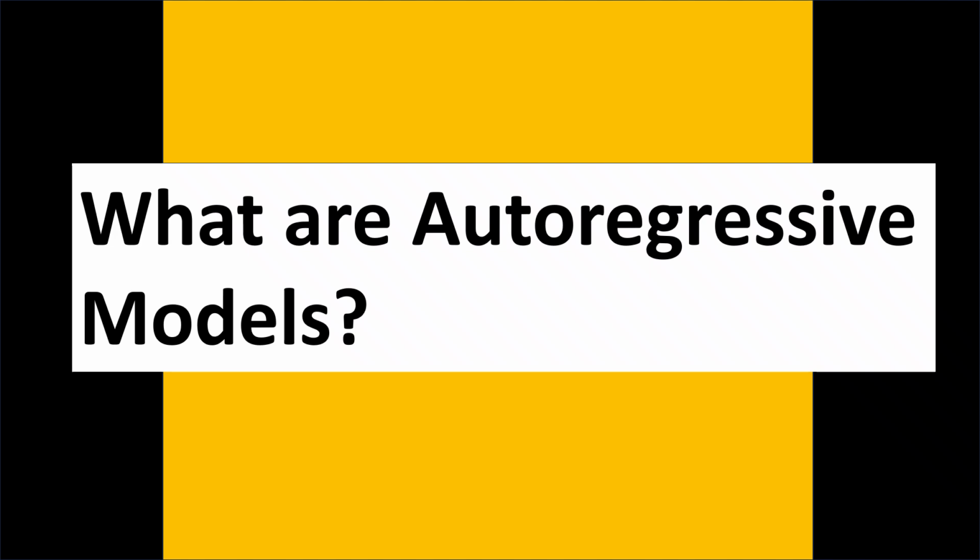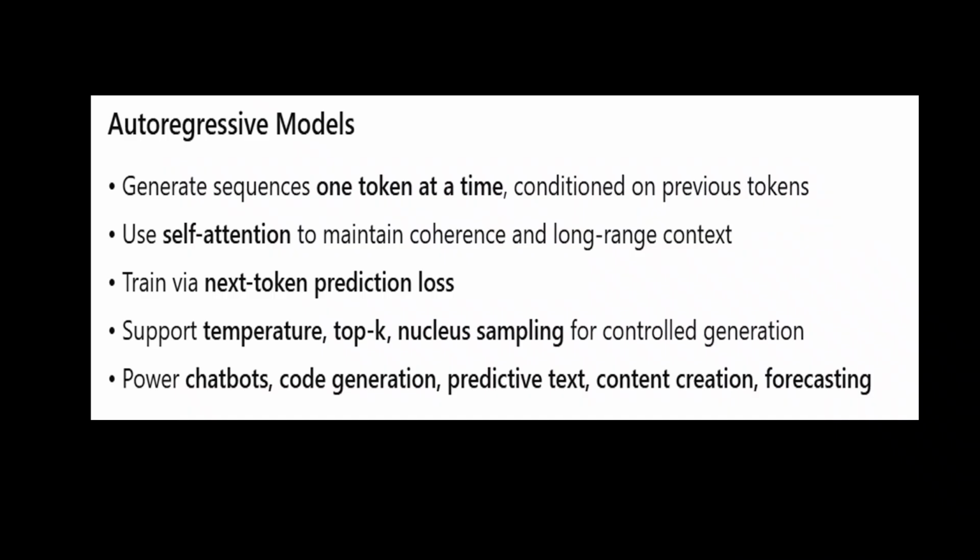Autoregressive models. So basically, autoregressive models are generative models that predict the next value or token in a sequence based on all previously generated values, building output step by step in a left to right fashion. So in large language models, this means the model uses conditional probability where each token is generated using self-attention over earlier tokens, making the sequence coherent and context aware.